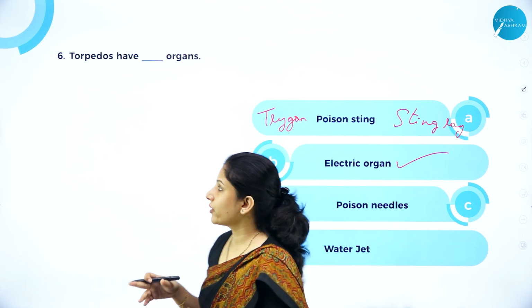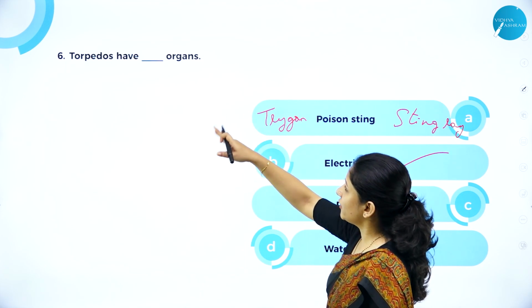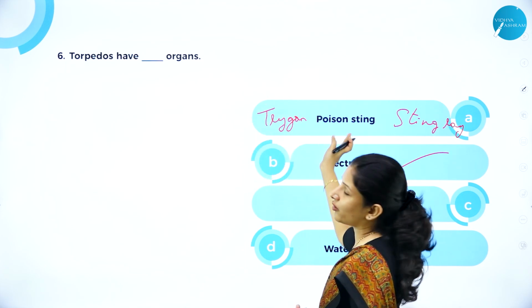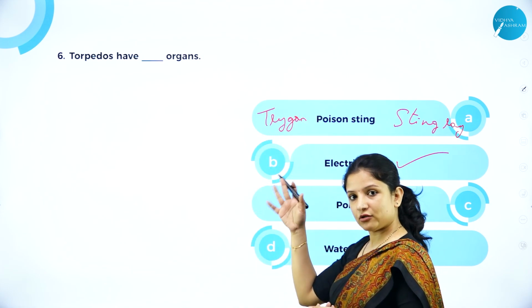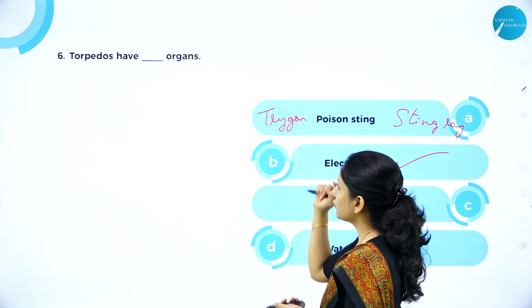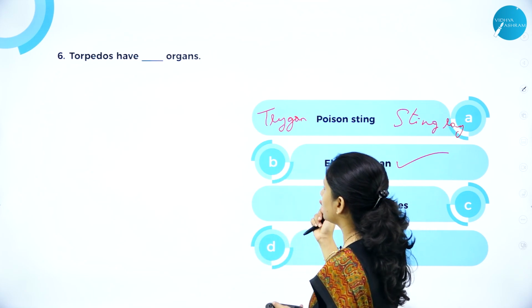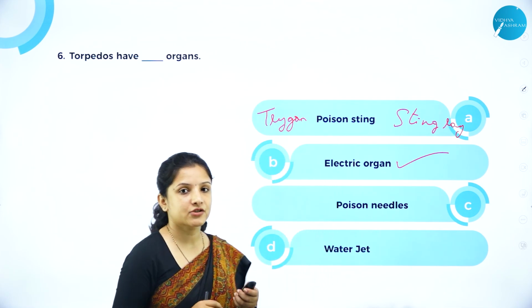And I told you, if the question is like, or they can ask the question like trygon have dash organs, then poison sting is the answer. Or stingrays have dash organs, then also poison sting is the answer, because trygon is also called stingray. Now the question here is torpedoes have dash organs, therefore option B is the right answer, that is electric organ.